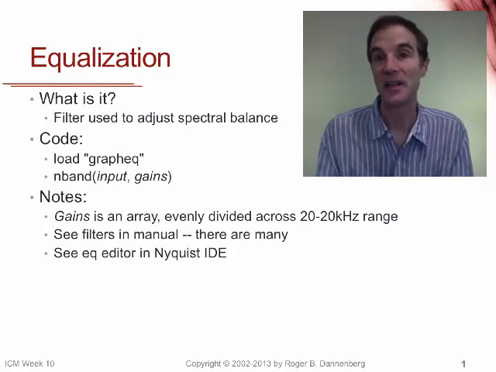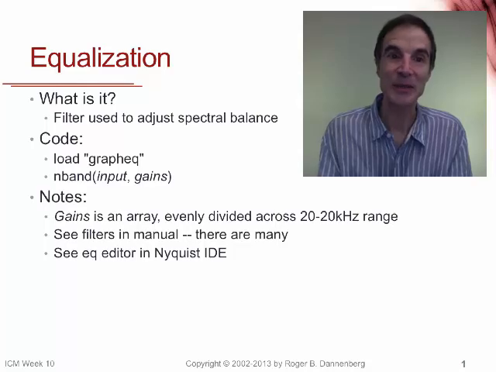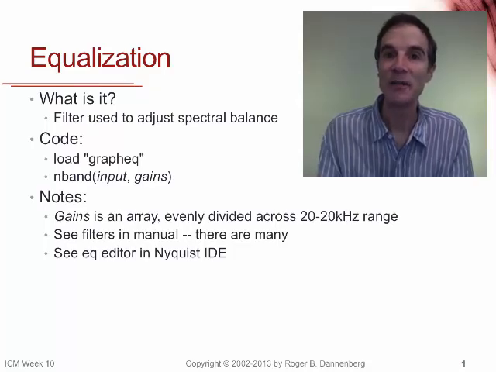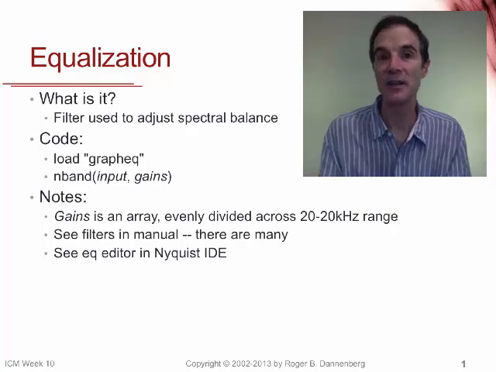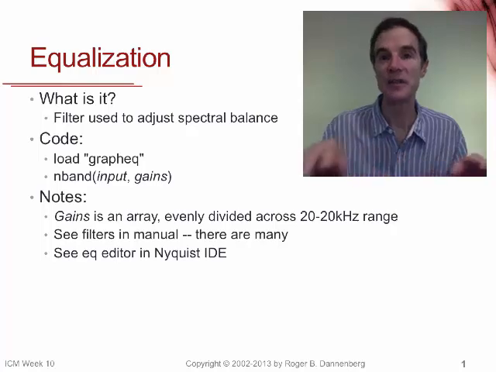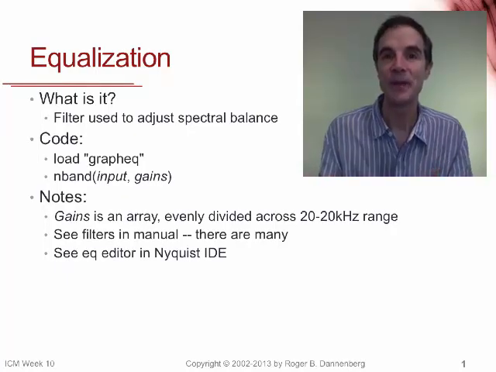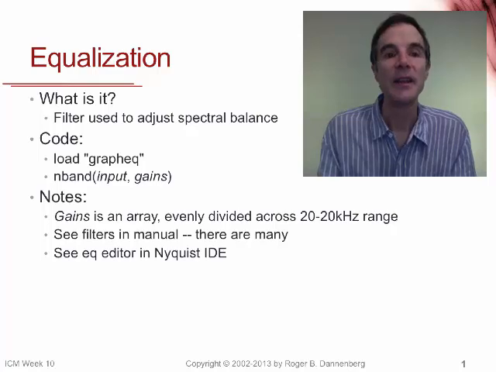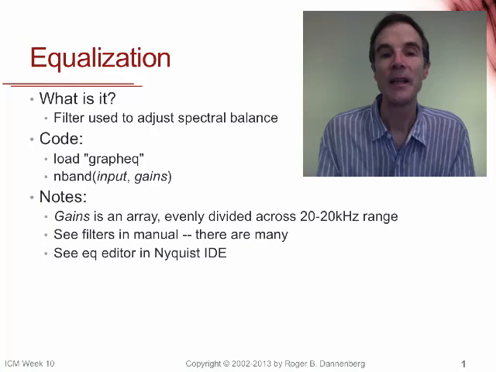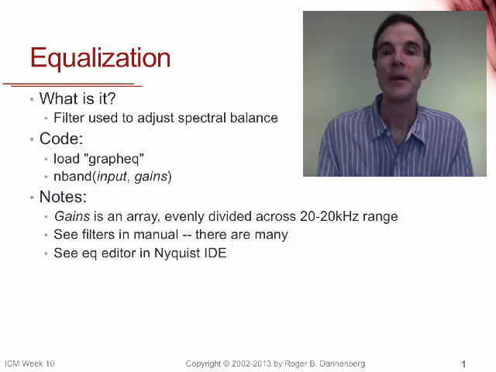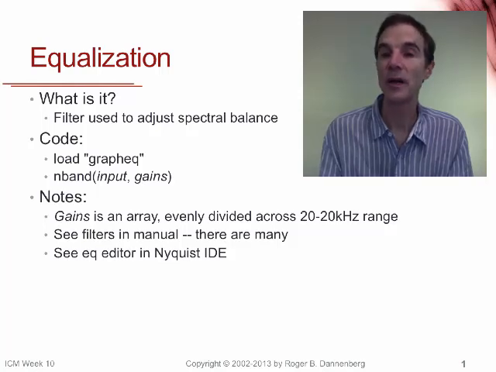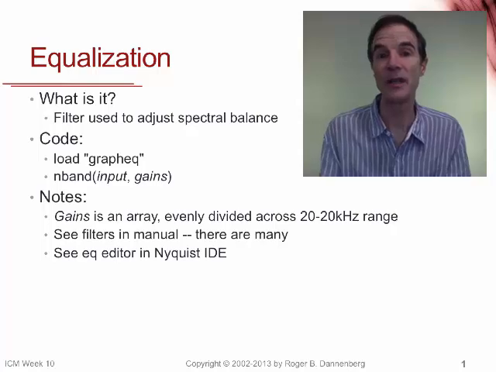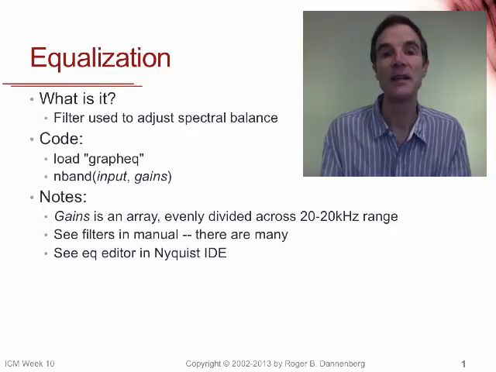It's not actually a graphical equalizer, it's still code, but you've probably seen graphical equalizers that have a number of sliders for different frequency bands, and you can slide them up and down and see graphically what the frequency response will look like. The code in Nyquist is called N-band, and it takes an input sound and an array which is divided across the 20 to 20 kilohertz range, so you can put in as many gains and get as fine a frequency resolution as you want.